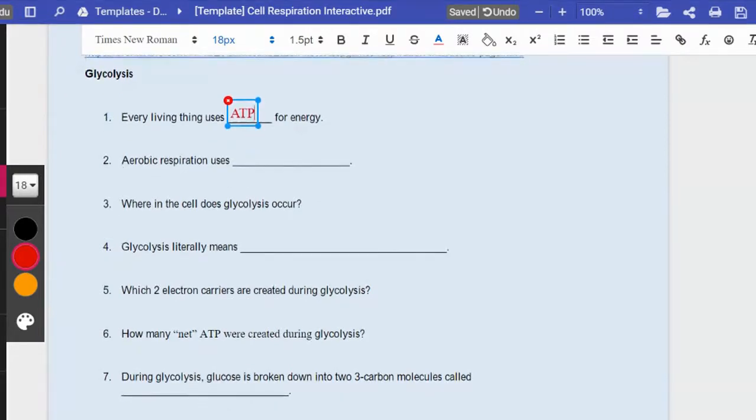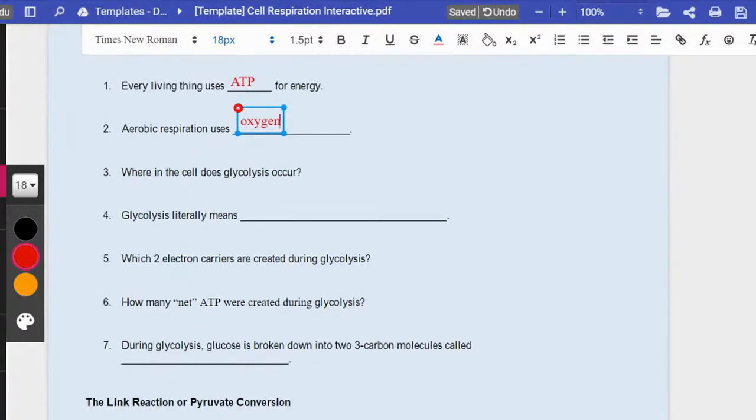Aerobic respiration. Aerobic uses oxygen, or O2, oxygen gas. Anaerobic does not use oxygen. Anaerobic only makes two ATPs, though, where aerobic will make roughly 32.